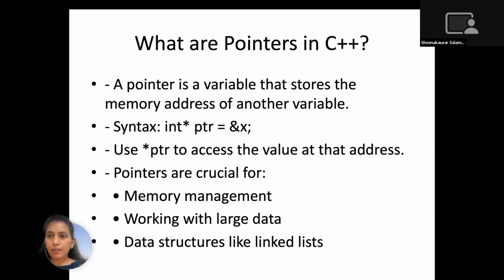In C++, a pointer is a variable that stores the memory address of another variable. For example, this is the syntax for declaring a pointer. If we have a variable int x = 10, then we can create a pointer, int *ptr = &x, where the pointer holds the address of x.